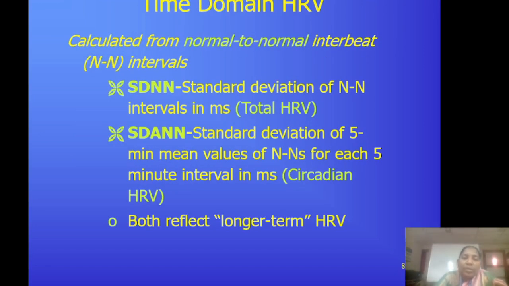Now let us discuss the time domain HRV. It is calculated from normal to normal interbeat intervals, called N to N intervals. We can also call them R to R intervals. Certain parameters are estimated from these. SDNN is the standard deviation of N to N intervals in milliseconds, which we call total HRV. SDANN is the standard deviation of the 5-minute mean values of N to N, measured for each 5-minute interval, which is called circadian HRV. Both SDNN and SDANN reflect the longer term HRV.